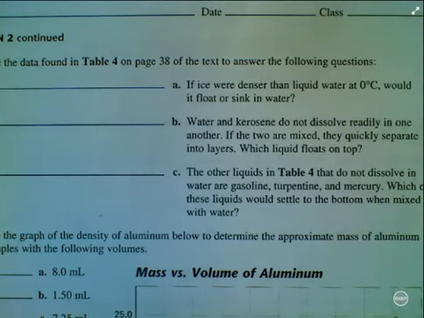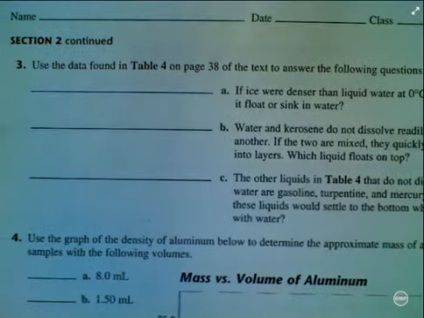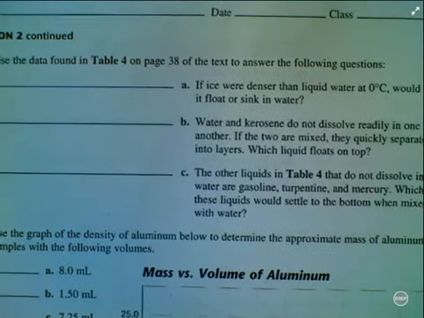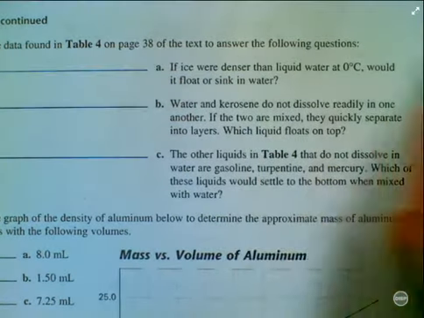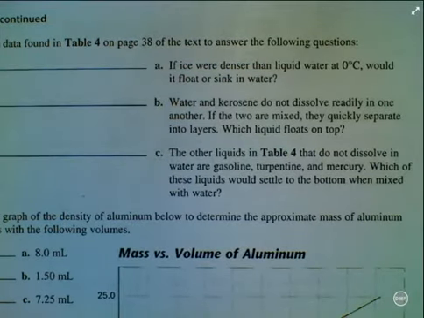All right, chemistry, let's look at number 3. So number 3 on the worksheet, use the data found in table 4 on page 38 of the text to answer the following questions. Now, it turns out that for this particular problem, that table actually is on page 38, but just be aware that this set of worksheets is actually associated with a different edition of this book. It's the same book, just a different edition.